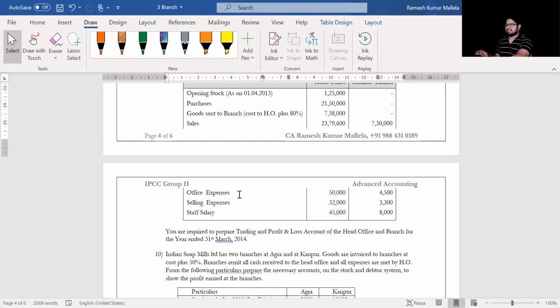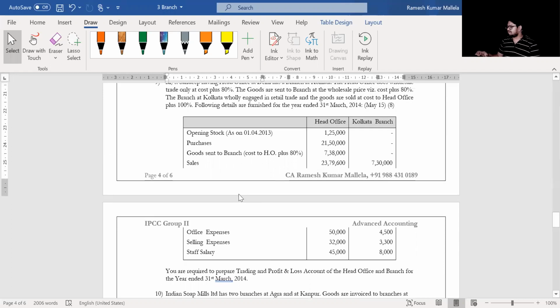Now, this is actually a simple problem. However, since there is this detailing of profit markup and all, it looks a little confusing. Otherwise, it is a very plain problem where you have some opening stock of goods for the head office, and then there are some purchases made by the head office, and then there are some goods sent to branch, and then there are sales made by the branch. That's all. Beyond that, there is nothing in it.